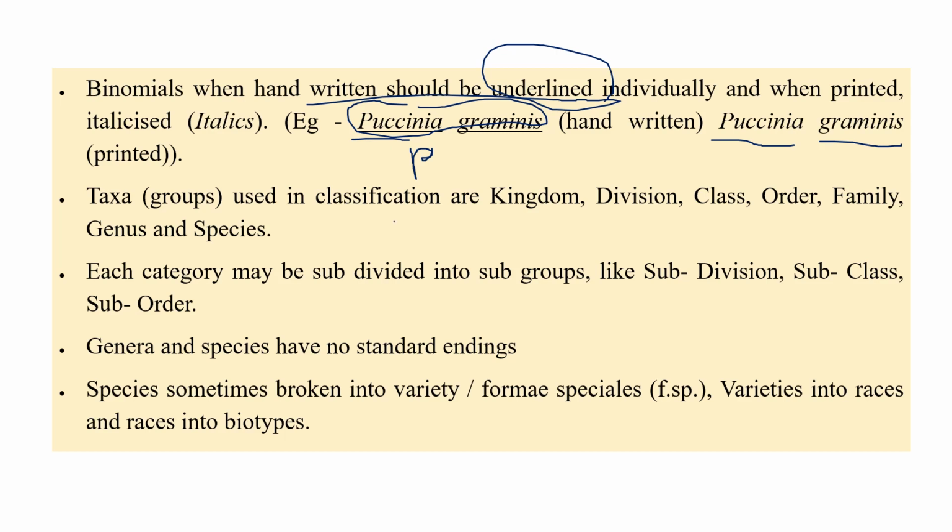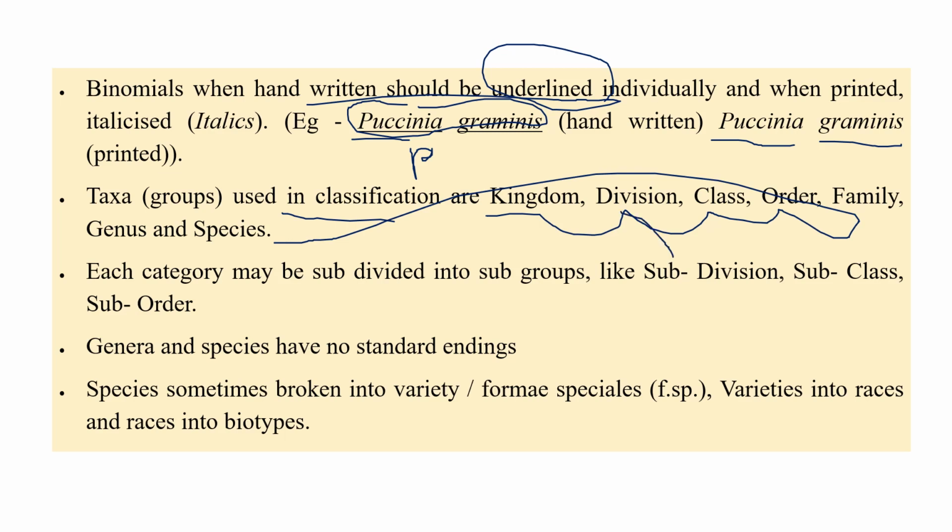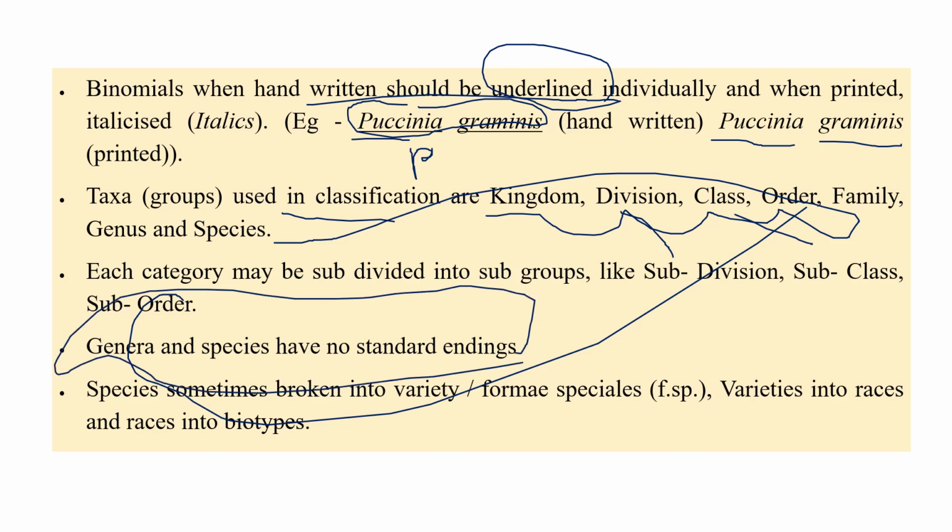And the taxa are classified hierarchically. That is, taxa are classified into kingdom, division, class, order, family, genus and species. These are the hierarchical classification, right? Again, a division is divided into subdivisions, a class is divided into subclasses, and an order is divided into suborders. So this is the general hierarchy of the taxonomic classification. Here, genera and species have no specific endings.